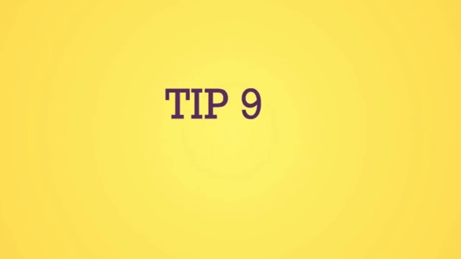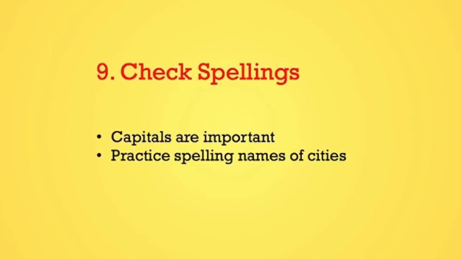Okay, so tip 9. Check spellings. Oftentimes we feel that this is a listening test. Spellings are not as important, but they do have some importance. You need to take care of using capitals where and when necessary. Also, practice spelling the names of cities or common words or common names.